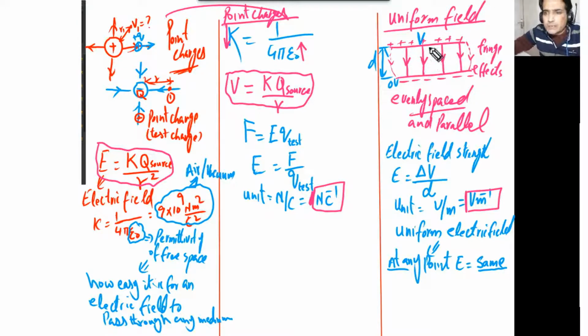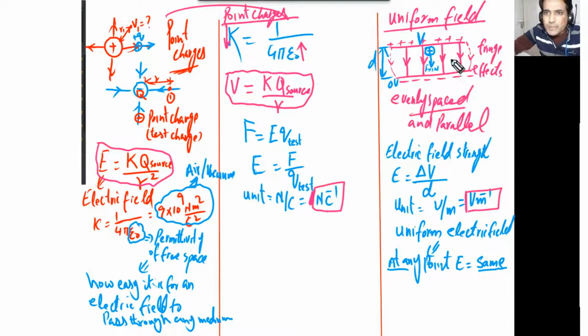What it means is that, let's say I have a plus charge here. One charge I have here. If I place it here, the force on it, let's say, is equal to F. For simplicity I'll say it is 1 Newton.